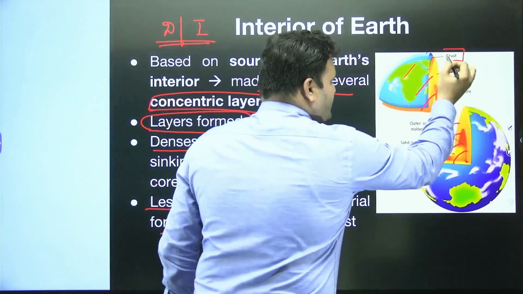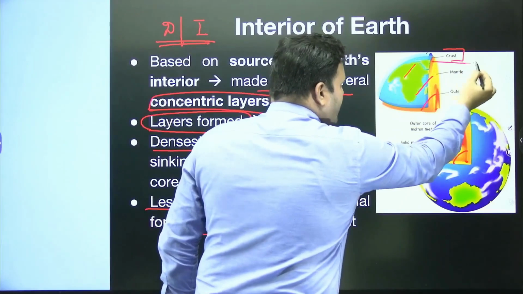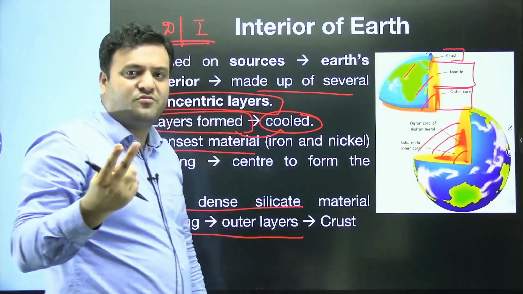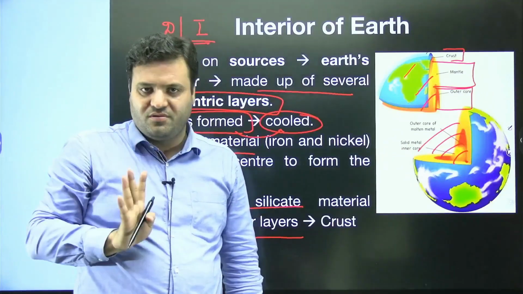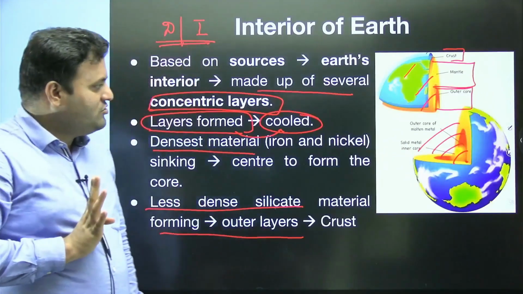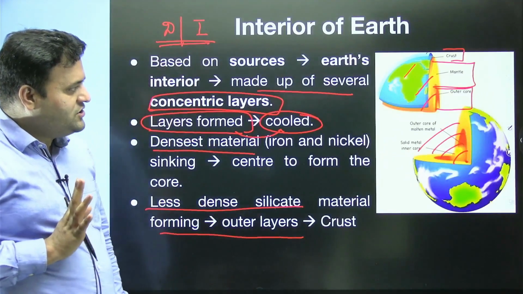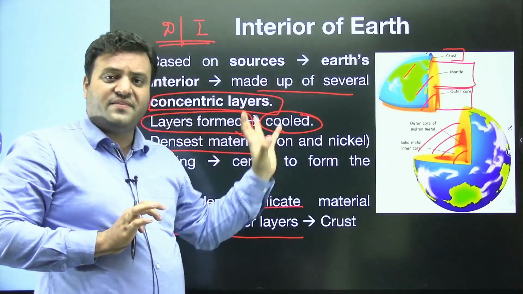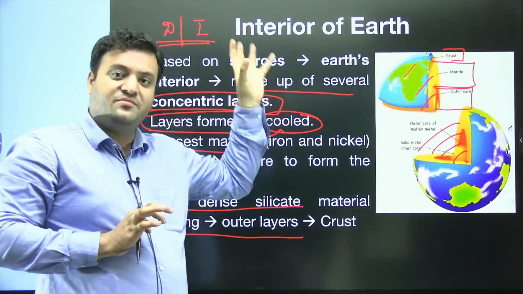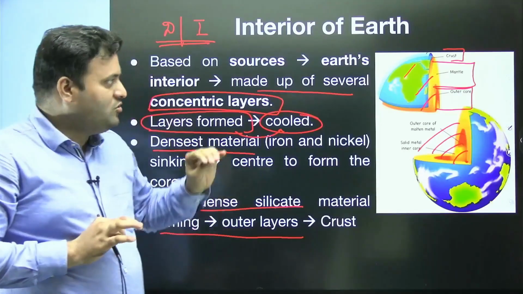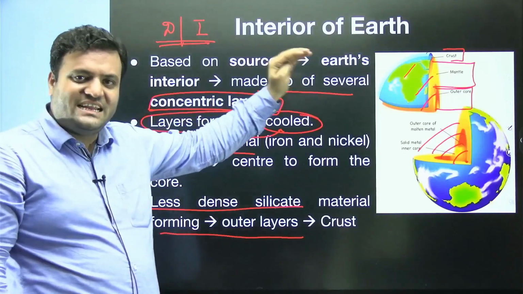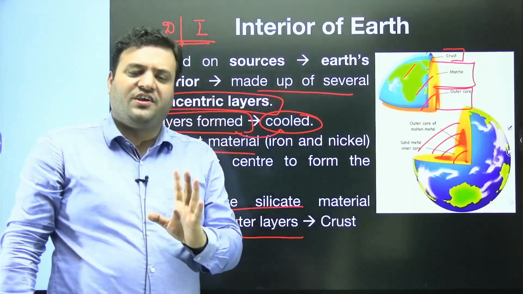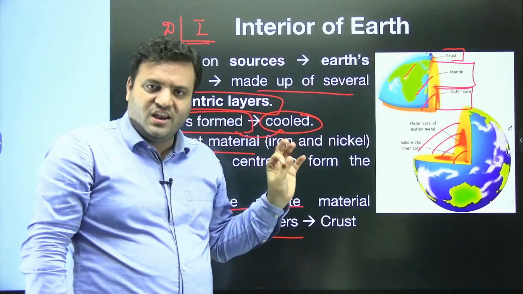Below the crust we have the mantle, and below the mantle we have the core. The core is also comprised of two parts, outer core and inner core. So this is how our Earth's interior looks. It is also based on seismic study, on seismic activities. So here we have these three concentric layers of our Earth's interior: crust, mantle, and core. How do we see whether it is solid, liquid, or what?